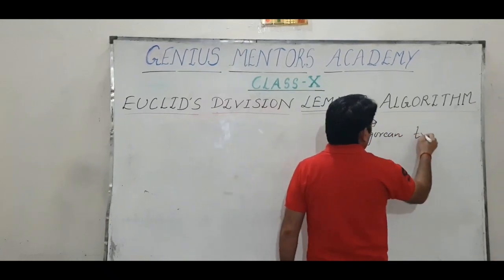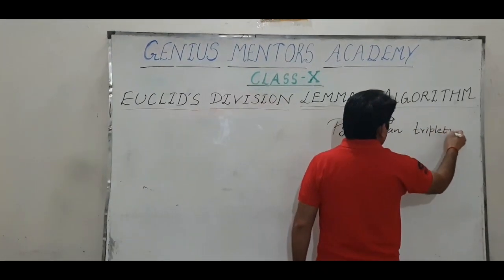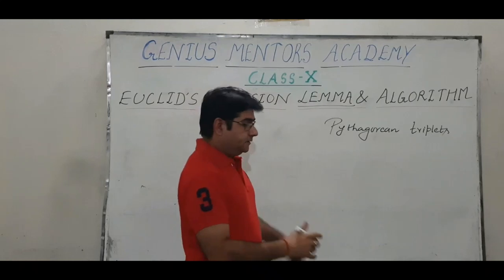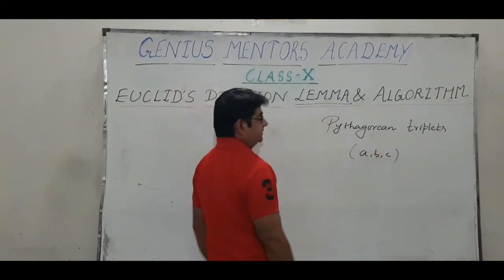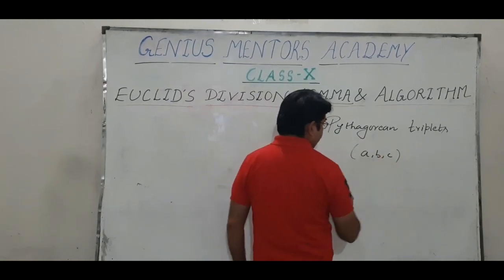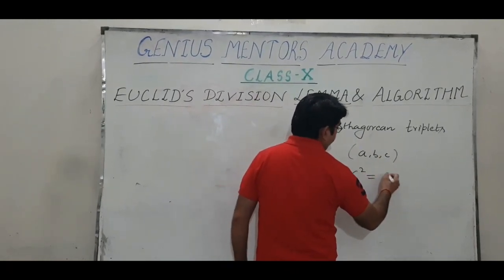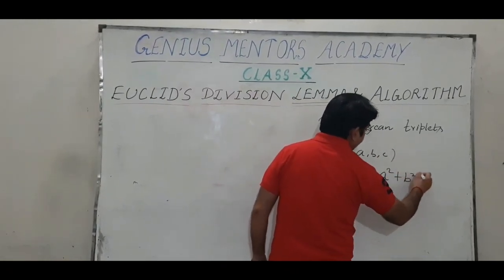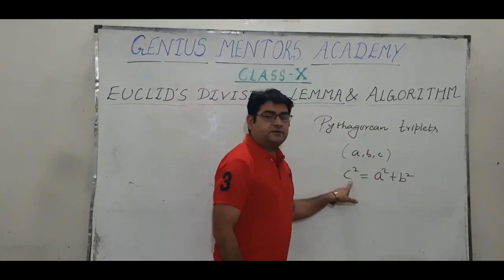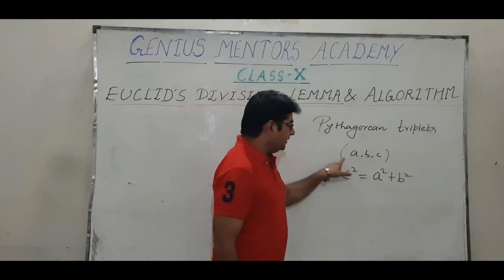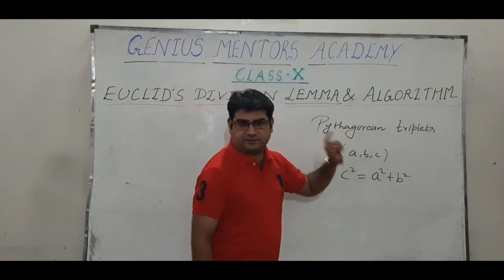Pythagorean triplets, we say a, b, c are Pythagorean triplets. These are the natural numbers, if c square is equal to a square plus b square, then these a, b, c will be your Pythagorean triplets.